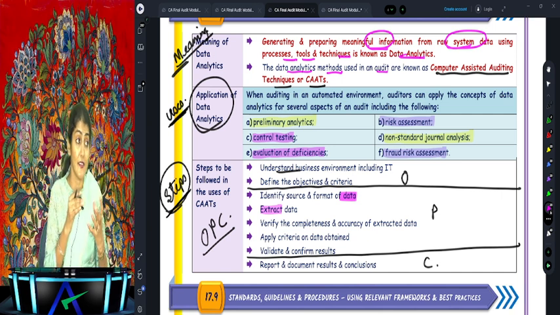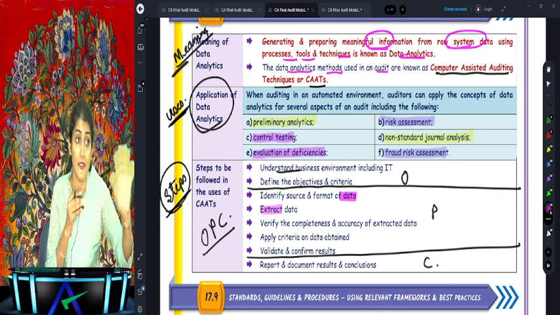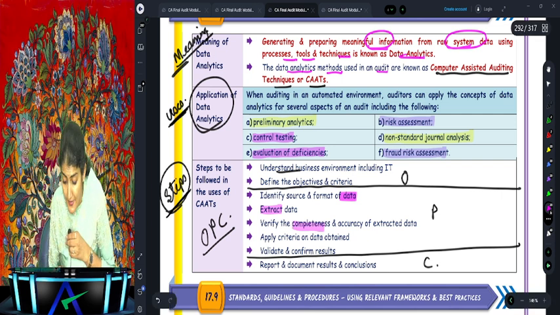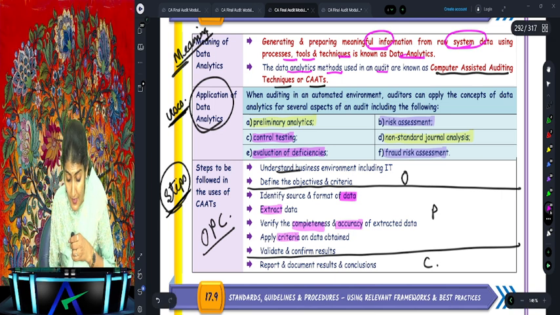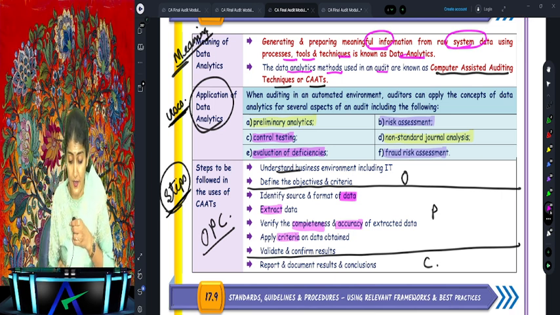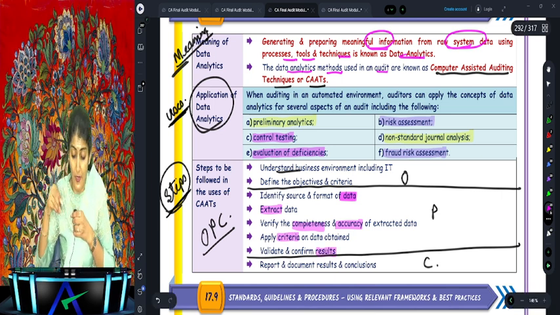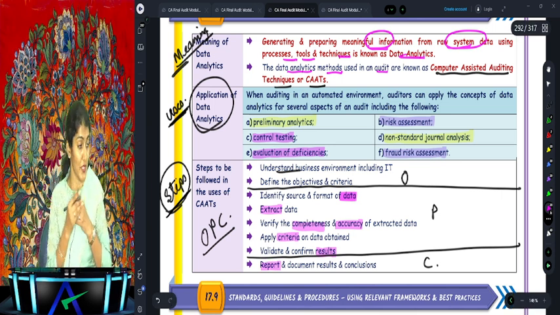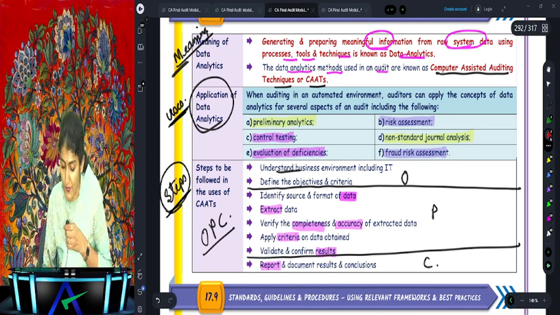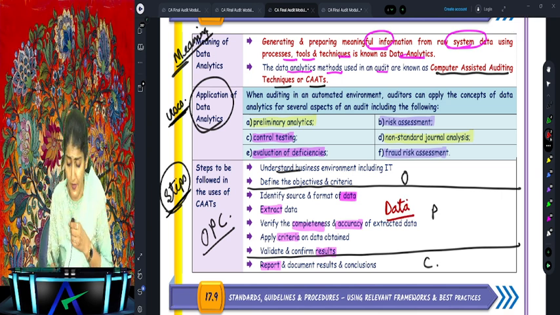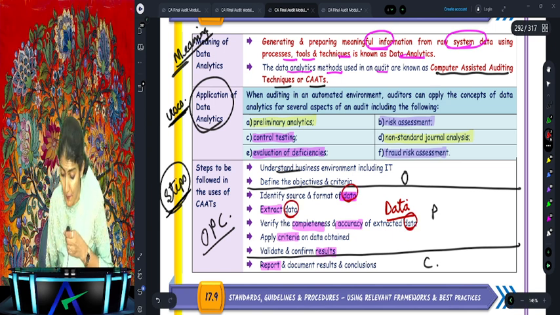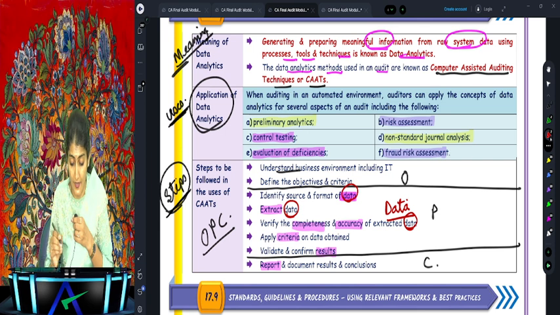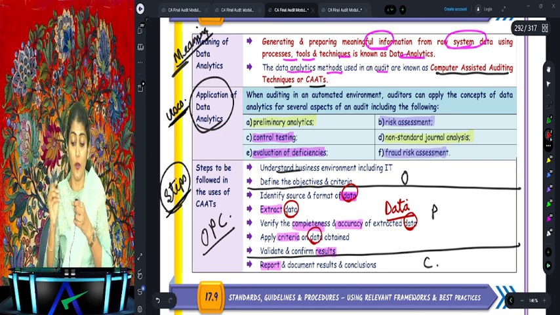Then once that data is extracted, will I immediately start doing the testing? No. First, I will check the completeness and accuracy of the extracted data. Then on that data, I will apply the criteria, and based on the criteria I will reach the results, and based on the results I will give the report. Are you understanding that? So in the procedure, what is the important word over there? The data. Right: identify the source and format of the data, then extract the data, check the completeness and accuracy of the extracted data, and then apply the criteria on the data obtained.